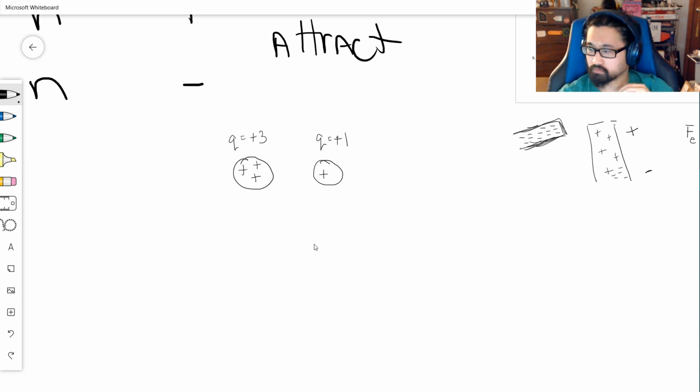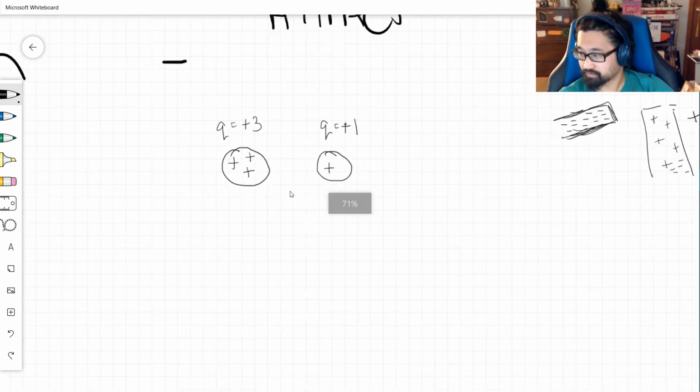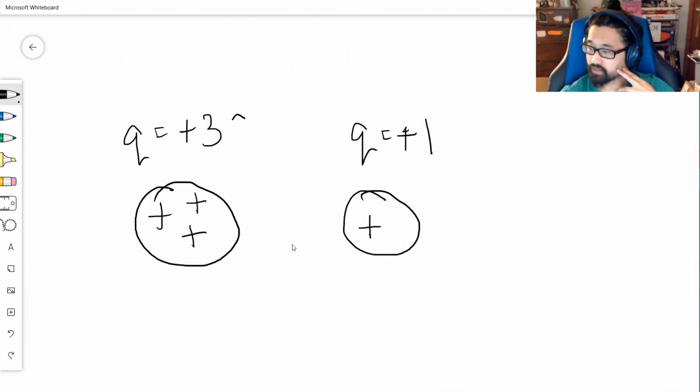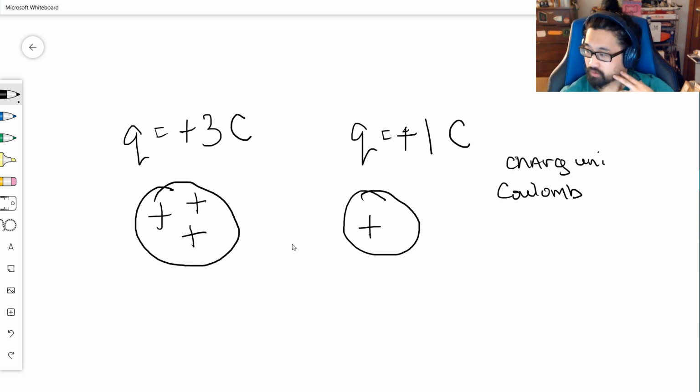I'll bring units into the fray right now. Charge is measured in a unit that is abbreviated by a capital C. It's the coulomb. The unit for charge is the coulomb, or a capital C.